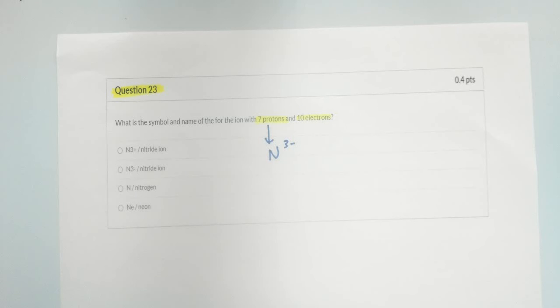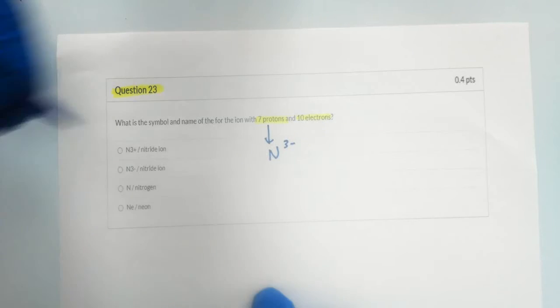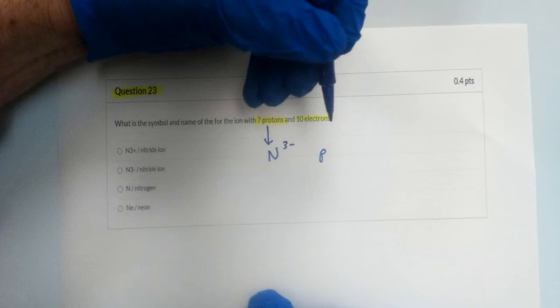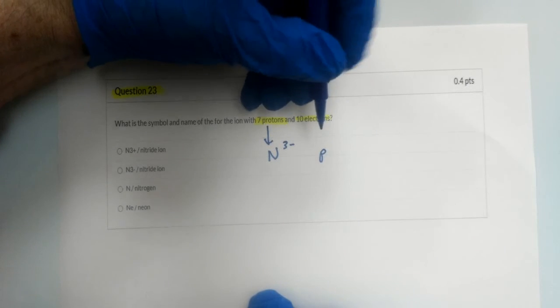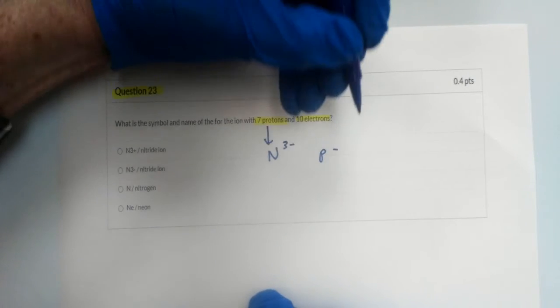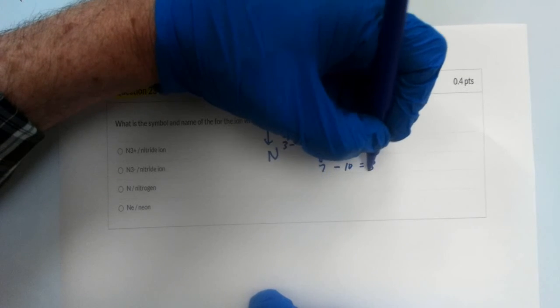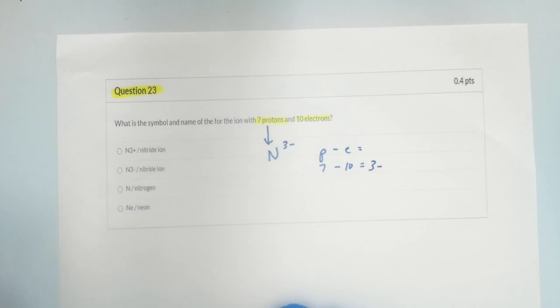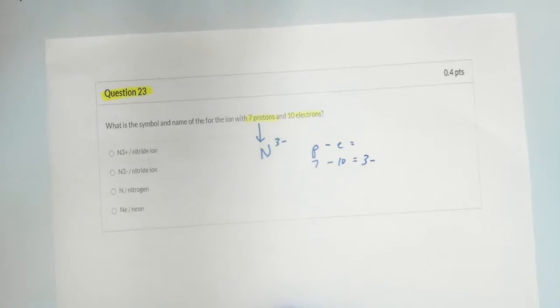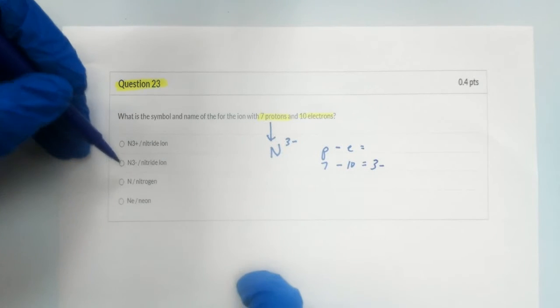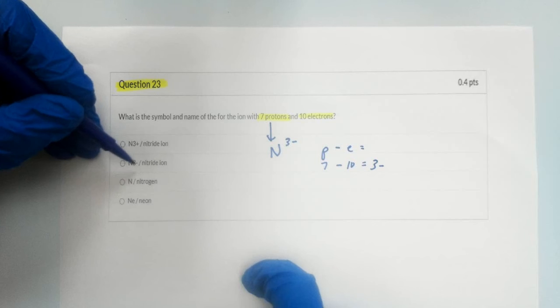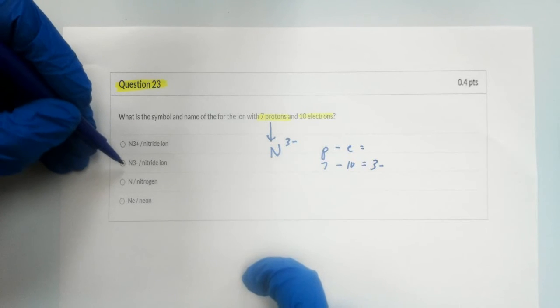Now, another way to do that, okay, take the number of protons and simply subtract away the number of electrons. All right, so what's the number of protons? 7. What's the number of electrons? 10. What's 7 minus 10? Negative 3, or in this case, 3 minus. So that would be written as a superscript. So our answer is going to be this one. It's N3 minus, and it's called the nitride ion.